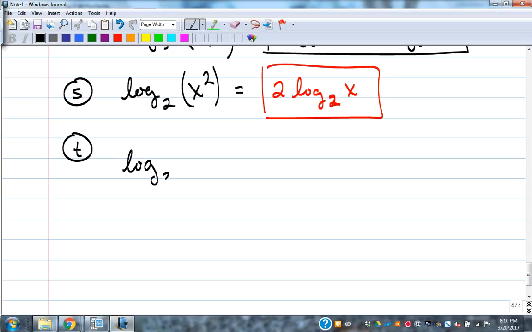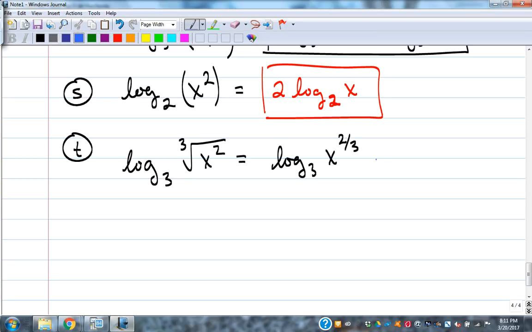Log base 3 of the cubed root of x squared. Now this one's a little bit more difficult. Stepping it up a little as we go here. Let's think about what we did with radicals and how we could rewrite radicals as exponents. That's the key. It'd be to the what? 2/3. That's right. So this is really log base 3 of x to the 2/3.